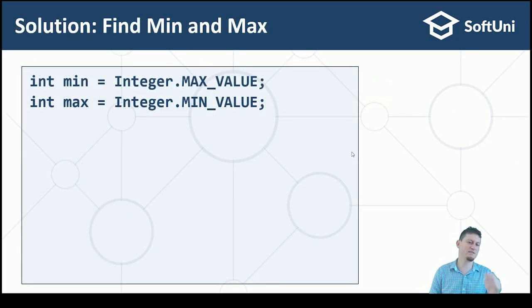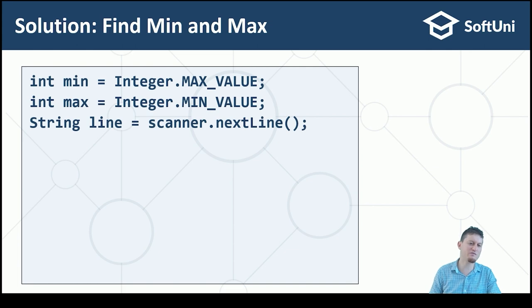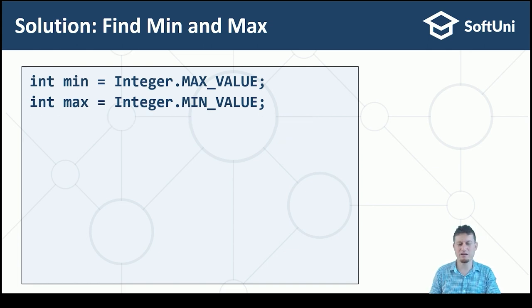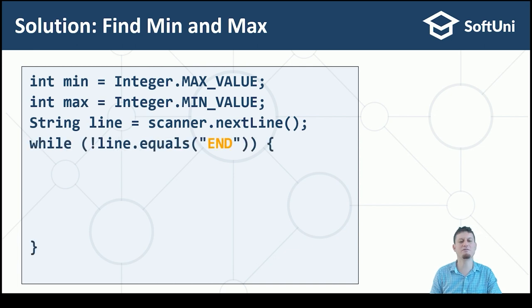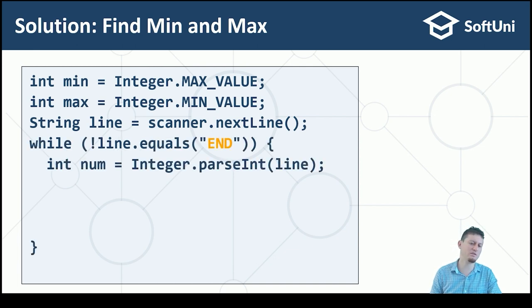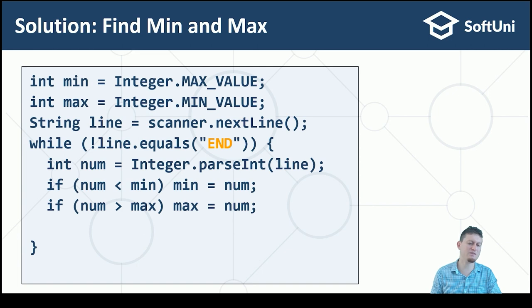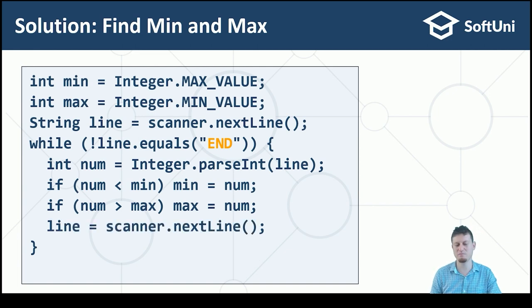Let's see the solution I had in mind before the start. It's very similar. We start from minimum and maximum neutral values. We read the next one while it's not the end. We parse the number, check for better minimum and maximum, and remember them. And we read the next one.